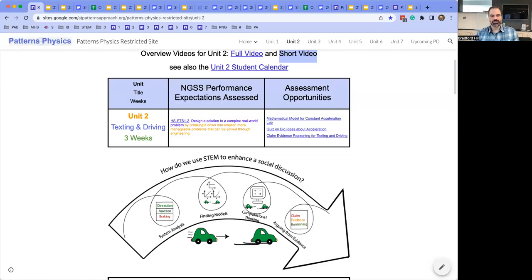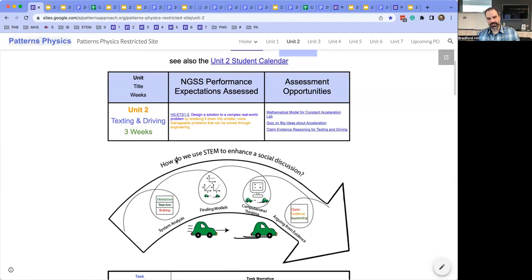Here we are for the short video overview of Unit 2. So here we can see the main highlight is the performance expectation: design a solution for a complex real-world problem by breaking it down into smaller, more manageable problems that can be solved through engineering. All right, how do we contextualize that?